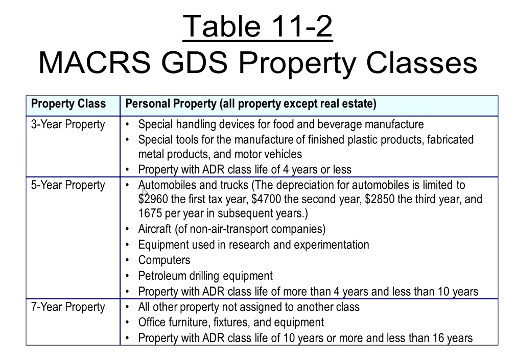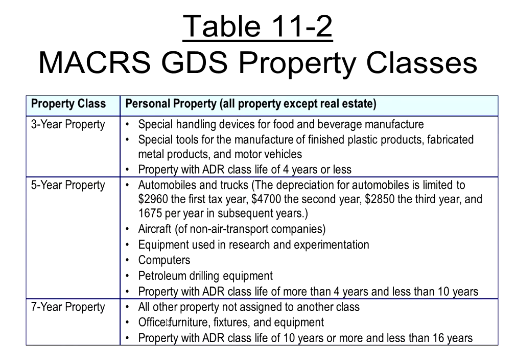For 5-year properties, that includes cars and trucks, and the depreciation for cars is limited to $2,960 in the first tax year, and then $4,700 in the second year, and so on. Also aircraft, equipment used in research and experimentation, computers, petroleum drilling equipment, and property with an ADR class life of more than 4 years and less than 10 years.